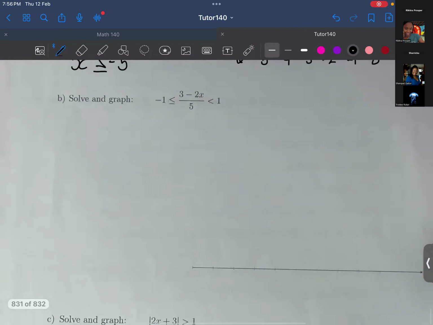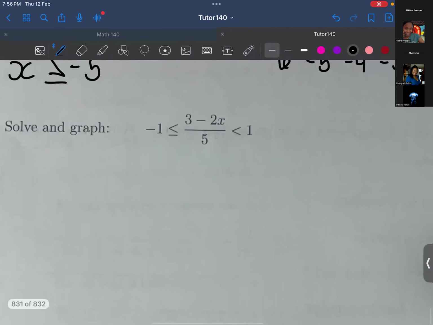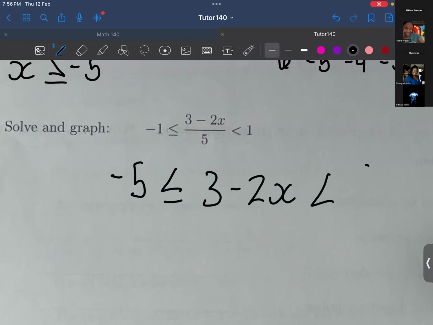Okay, this is similar to that, not too similar, but almost similar. There's a fraction, so the first thing we're going to do is get rid of this fraction. To do that, we're going to multiply the entire inequality by 5. So you're going to have negative 5 less than or equal to 3 minus 2x less than or equal to 5.